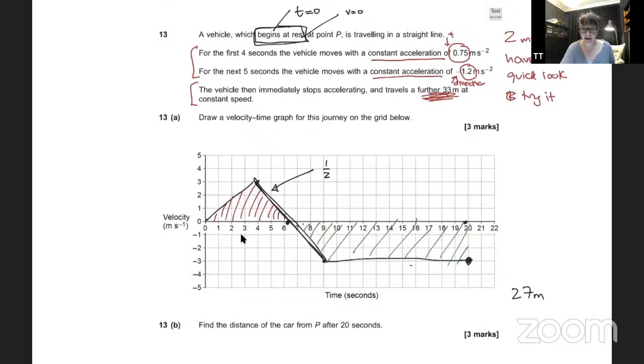So what we should be getting is, yeah, 20, I've just checked the answers. Yeah, 27 overall. So it goes 9.75 meters forward. And this number here is 6.5. So half base times height, 9.75. And then it goes back 36.75. So the overall displacement is 27 meters.